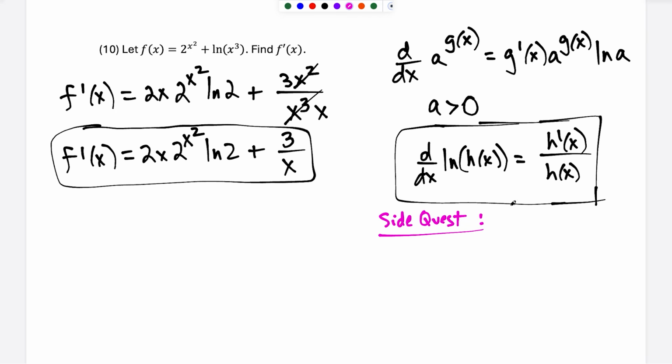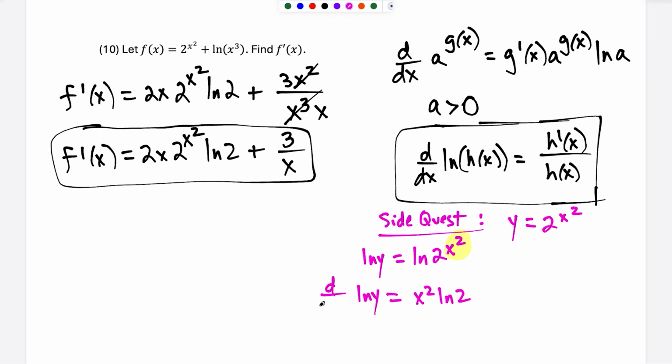Okay, and if we look over here, on our side quest. Let's say I just look at y equals 2 to the x squared. So then what I do is I take the natural log of both sides. So I'll write that over here. I'm going to say natural log y equals natural log of 2 to the x squared power. But then you could use the power property of logs and bring that power in front of the log. So we could say natural log y is equal to x squared times natural log 2.